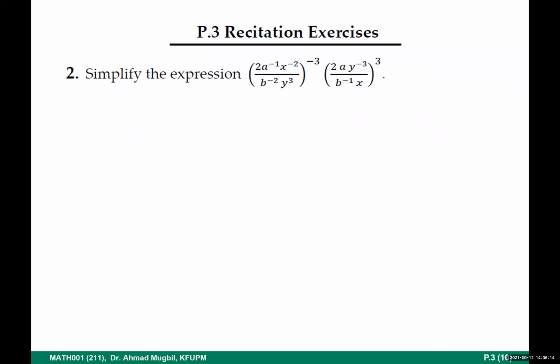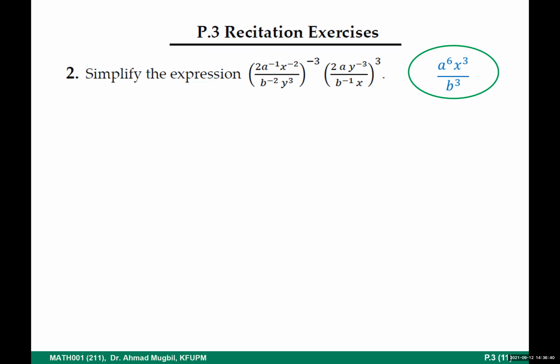Apply the laws of exponents. Excellent. Check your answer, ya Shabab. Is this the answer you obtained? It should be simplified. Okay, excellent. Let's see, ya Shabab, how can we do that?